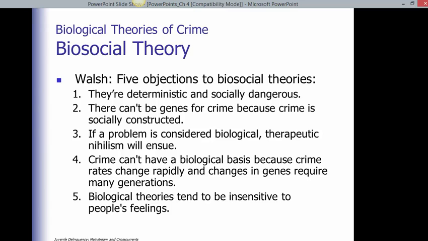Walsh has 5 objections to biosocial theories. Number 1, they're deterministic and socially dangerous. Number 2, there can't be genes for crime because crime is socially constructed. Number 3, if a problem is considered biological, therapeutic nihilism will ensue. Number 4, crime can't have a biological basis because crime rates change rapidly and changes in genes require many generations. And 5, biological theories tend to be insensitive to people's feelings.